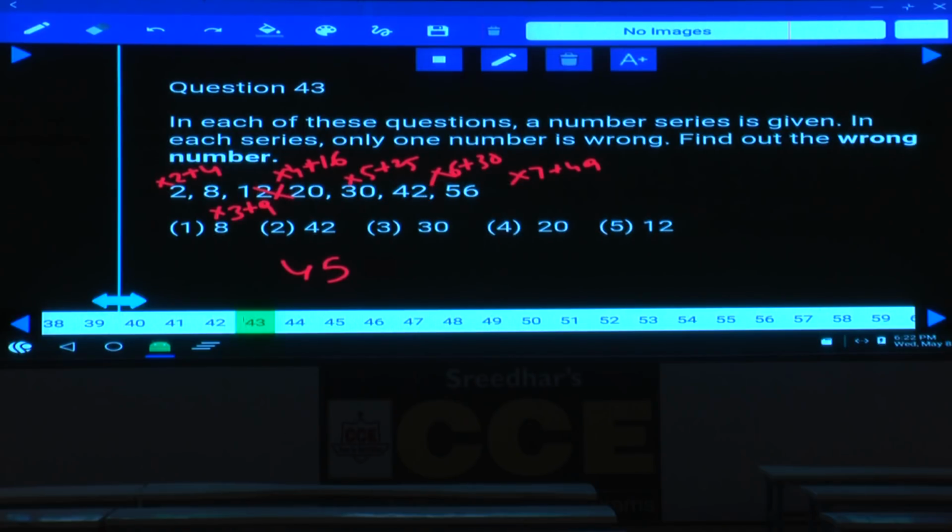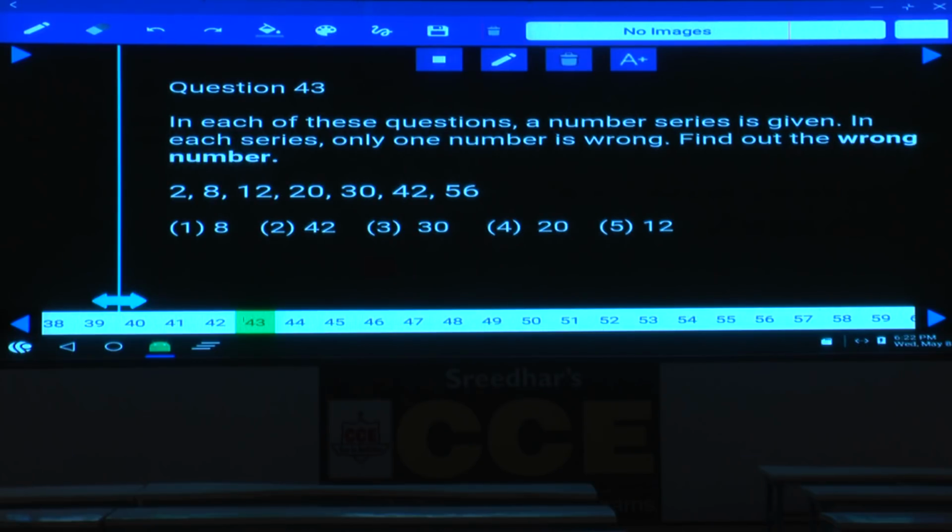Next one, question number 43. Yes, any doubts in this one? Now 43. What is the answer here? 2, 8, 12, 20, 30, 42, 56 can be written as differences. What is the difference you got? Even number difference.